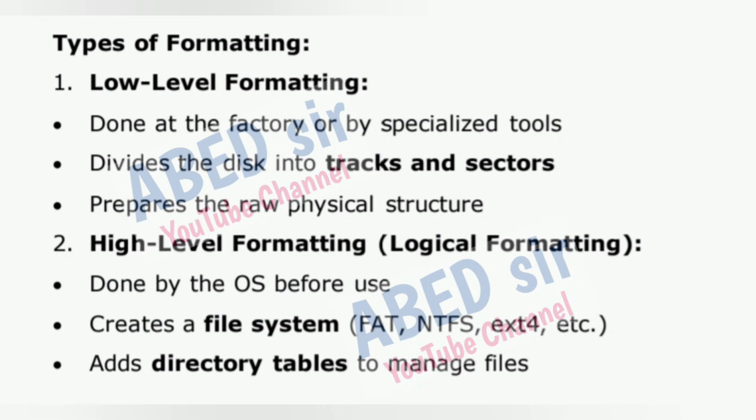1. Low-level formatting. Done at the factory or by specialized tools. Divides the disk into tracks and sectors. Prepares the raw physical structure. 2. High-level formatting, or logical formatting. Done by the OS before use. Creates a file system, FAT, NTFS, ext4, etc. Adds directory tables to manage files.